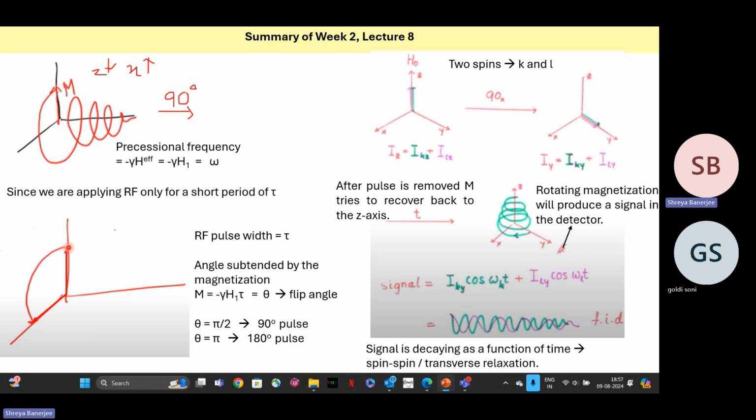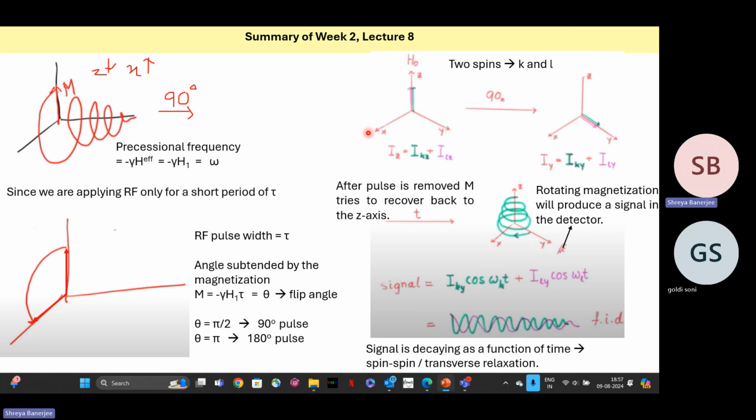The angle traveled by the magnetization is called the flip angle, or theta. The most common kind of pulse is the 90-degree pulse, where the magnetization is flipped from the z axis to the x or y axis.